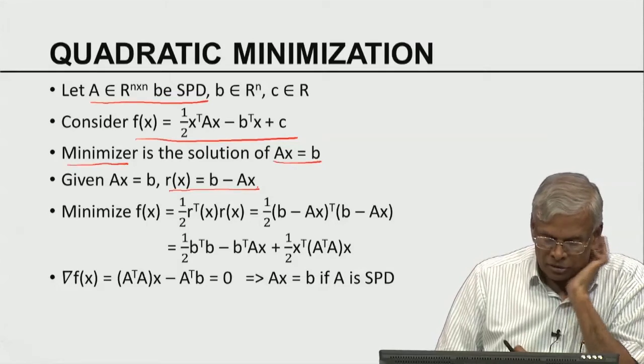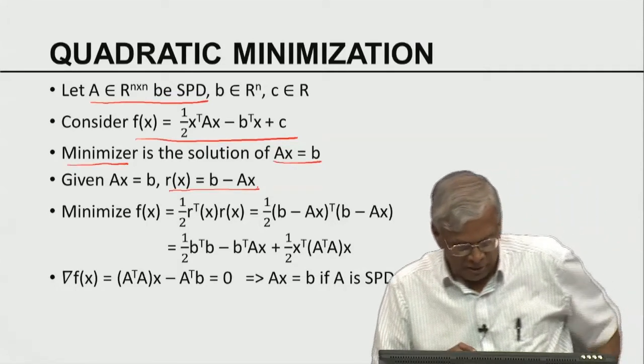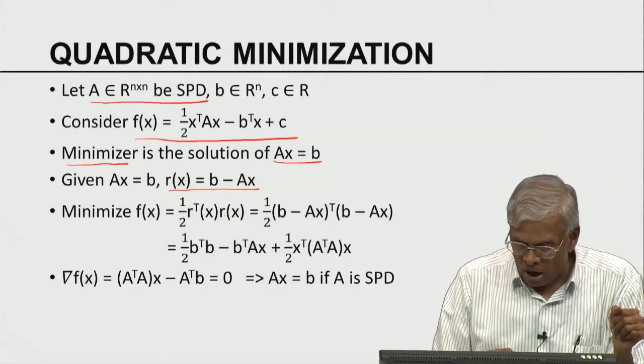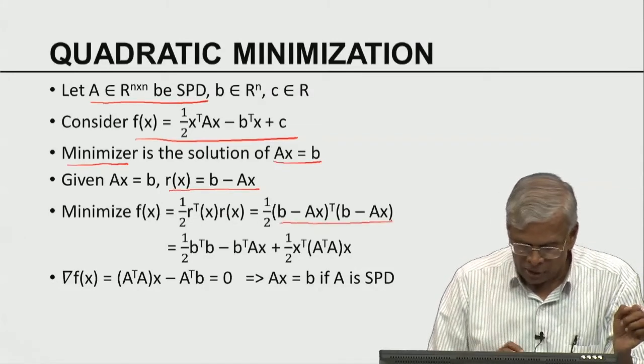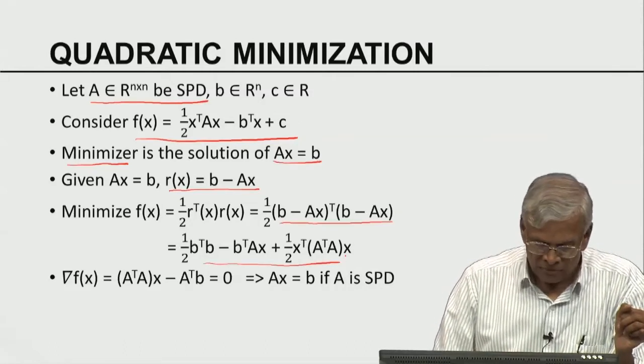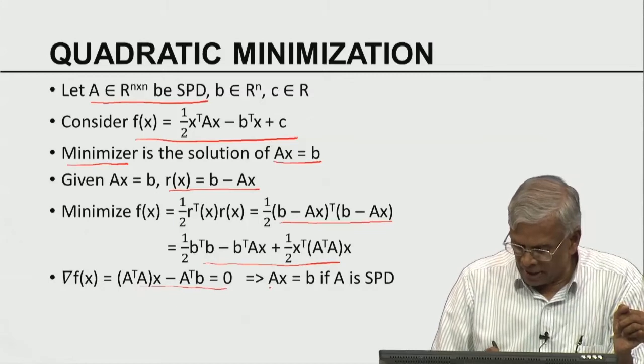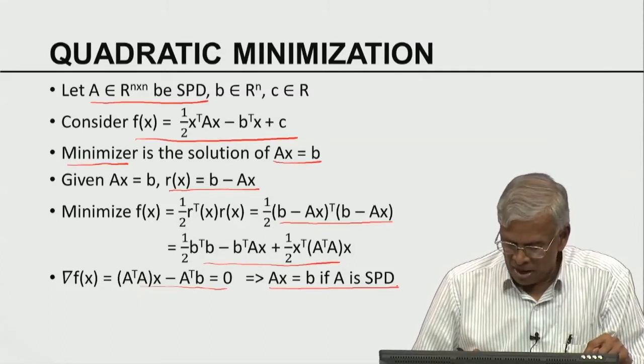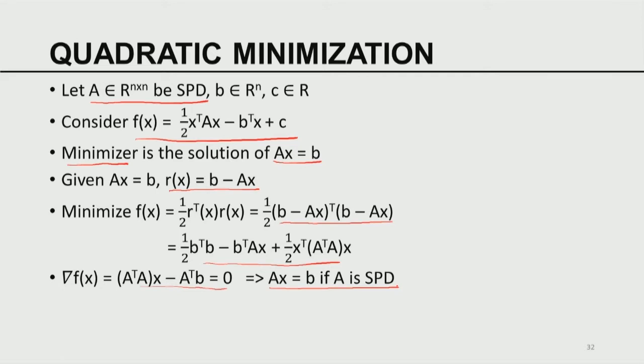So I would like to be able to minimize f of x, which is 1 half of r transpose r, which is given by this expression, which when expanded is given by this expression. If I compute the gradient, I get this, and that leads to Ax is equal to b if A is SPD. So this essentially tells you quadratic minimization problems and solution of linear systems are essentially one and the same. So minimization of the sum of the squares of the residual is what we are concerned with and its relation to the given quadratic function.